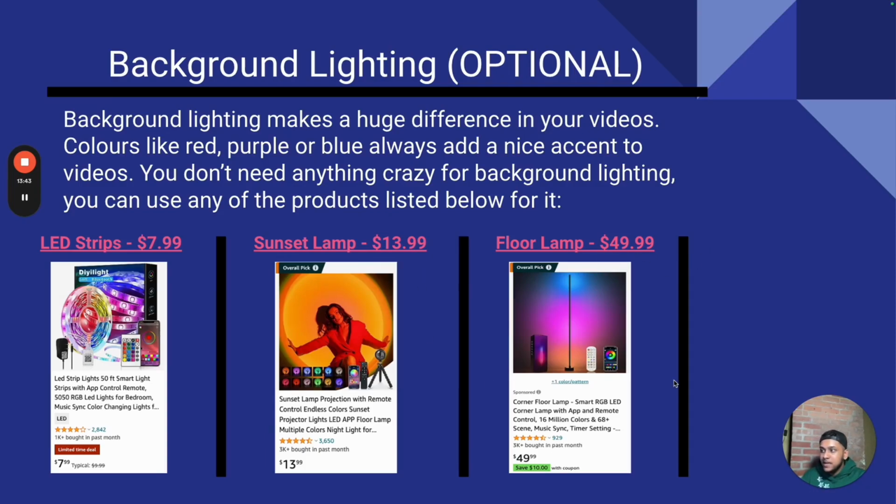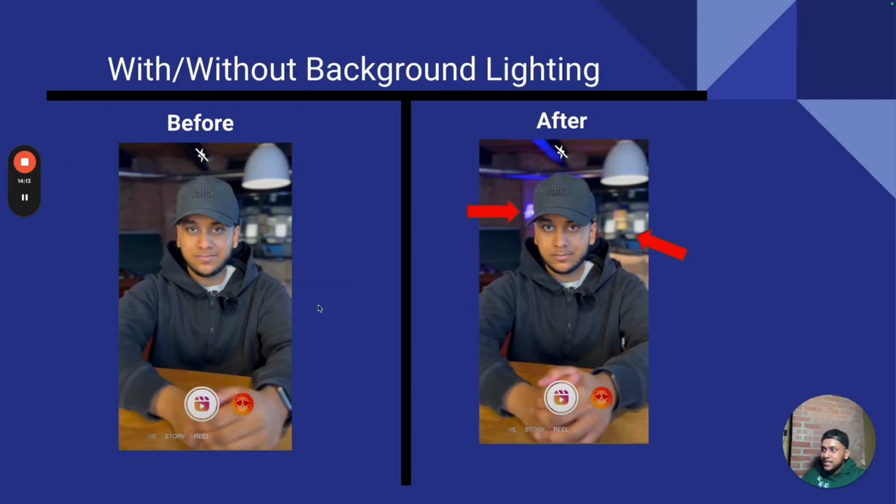There's a ton more options if you search directly on Amazon, or if you just look online with a simple Google search, you'll find a ton more options if you want to be even cheaper. I would recommend that you either get the floor lamp or the sunset lamp. So as you guys can see, this is without background lighting and this is with background lighting.